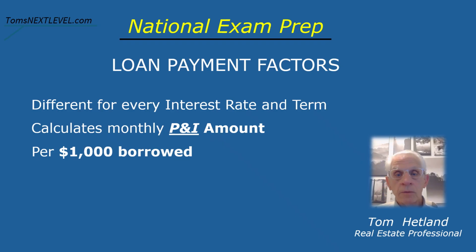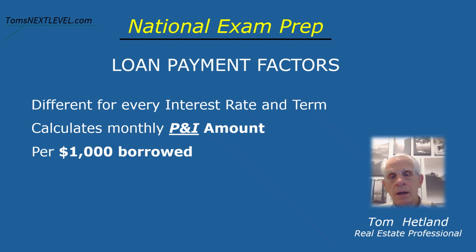The largest part of your home payment is going to be the payment for principal and interest. That's the PI in PITI. So your principal and interest payment amount is determined by using payment factors. The bank will issue their own payment factors for each interest rate and term. So a 15-year term at 6% interest will have a different payment factor than a 30-year term at 6% interest.